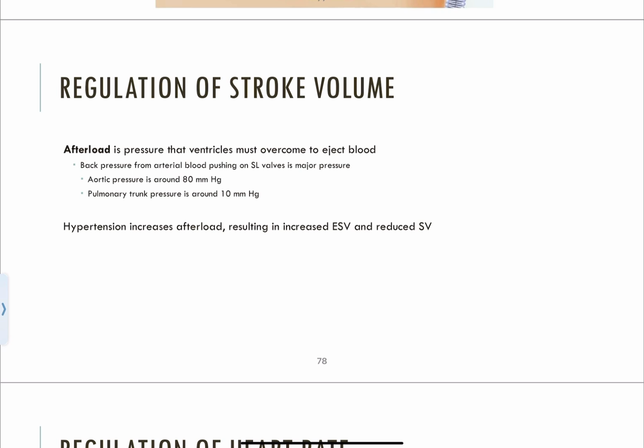So this affects your end-systolic volume, and it's going to increase your end-systolic volume, or the blood remaining in your ventricles after contraction. Because it increases your end-systolic volume, that's going to cause a lower stroke volume. Remember, stroke volume is equal to end-diastolic volume minus end-systolic volume. So if we increase this one, we're increasing the amount that we have to deduct from our end-diastolic volume, which is going to lower our stroke volume.